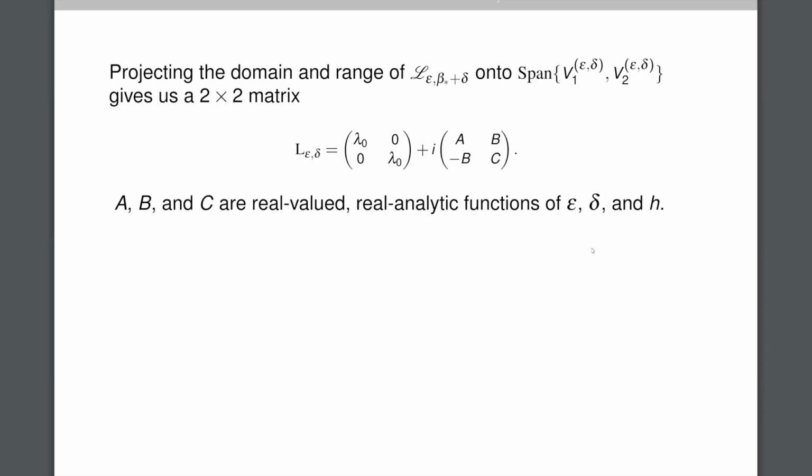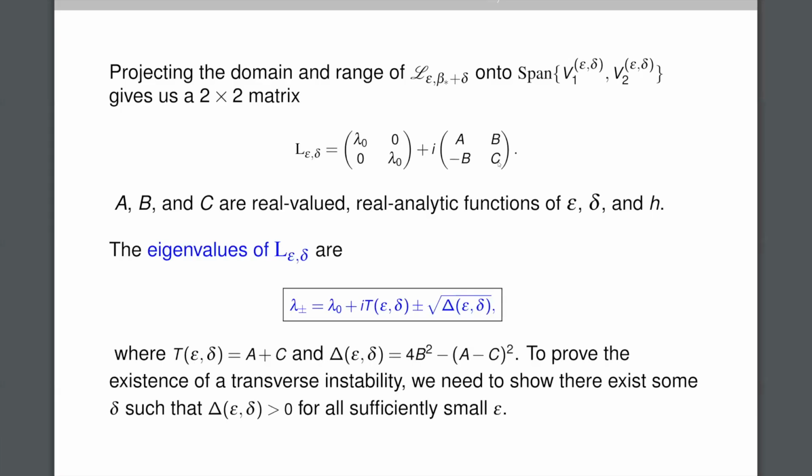And here, the coefficients that you're seeing inside of this matrix, the capital A, the capital B, and the capital C, these are all real valued, real analytic functions, not only of epsilon, not only of delta, but also of your depth parameter h. And now what we're going to do is take this 2 by 2 matrix and calculate its eigenvalues explicitly, which is just an application of the quadratic formula.